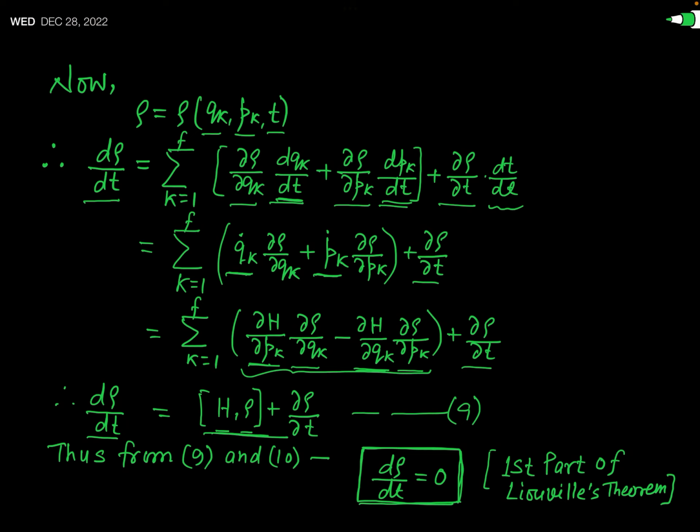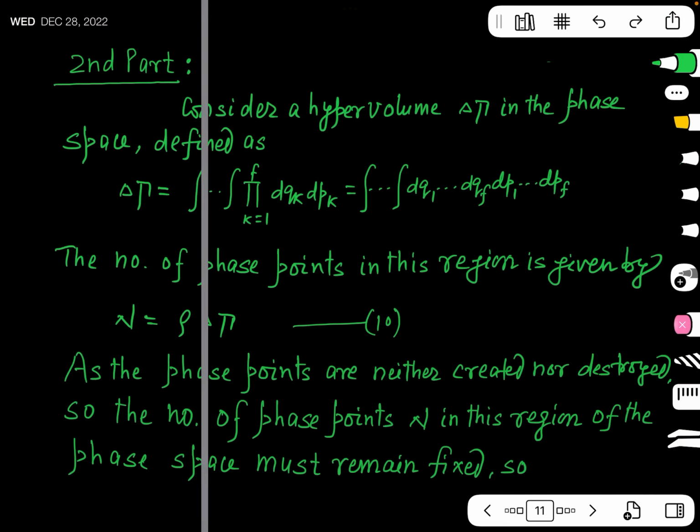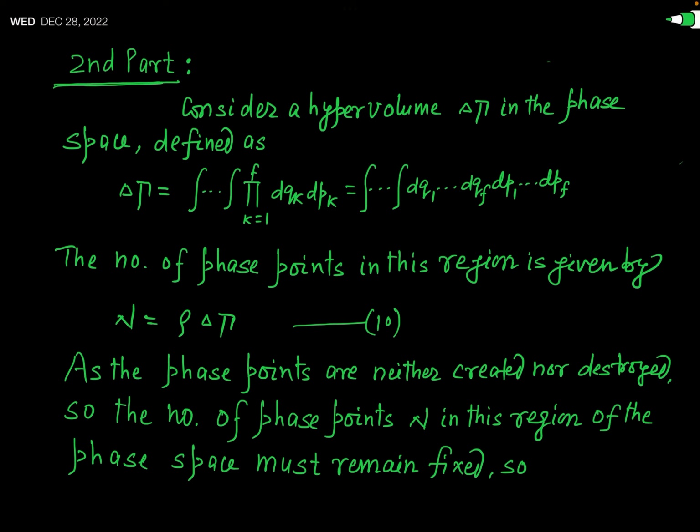I hope you have learned all these things and enjoyed it. Now we are going to see the proof of the second part of Liouville's theorem. To prove it, let us consider a hypervolume delta gamma in phase space. You have learnt how this hypervolume is defined in the previous lecture. It is defined like this.